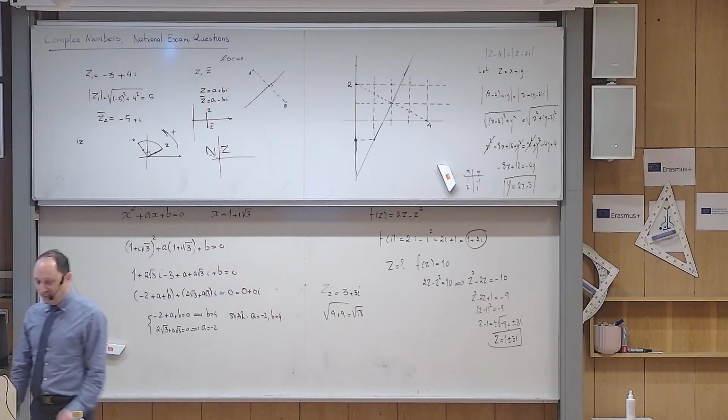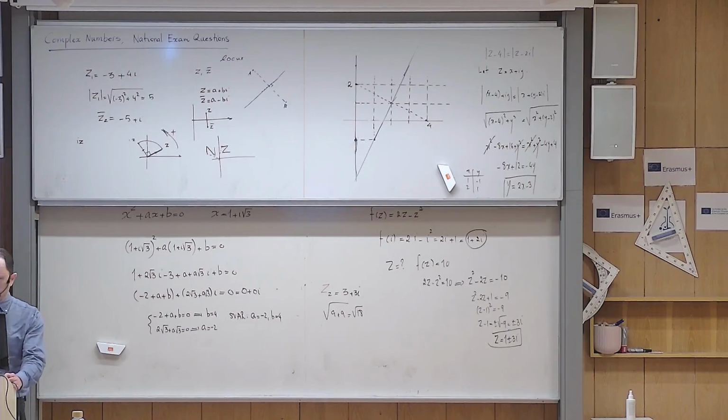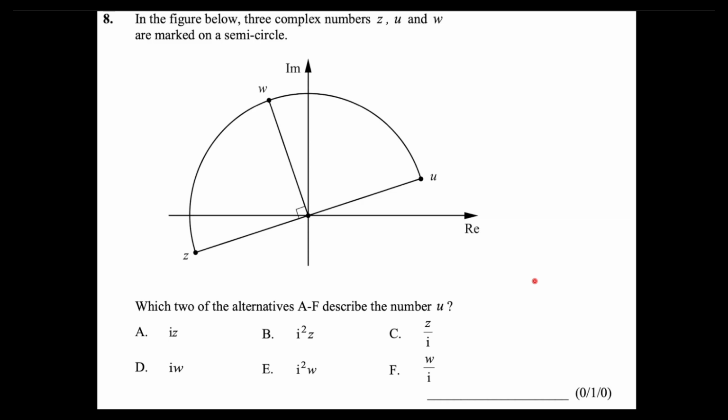Anyway, it was not a very interesting question. Okay, let us see if there is something. What is that one? This is probably the most interesting question. Oh, okay, this is a better question. In the following figure, 3 complex numbers z, u, and w are marked on a semicircle. You see that u, w, and z are on a semicircle. Which two of the alternatives a to f describe the number u?